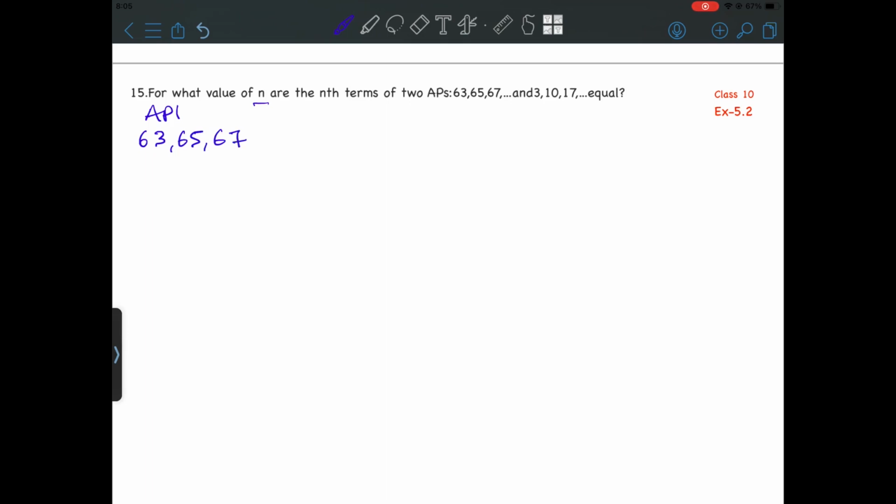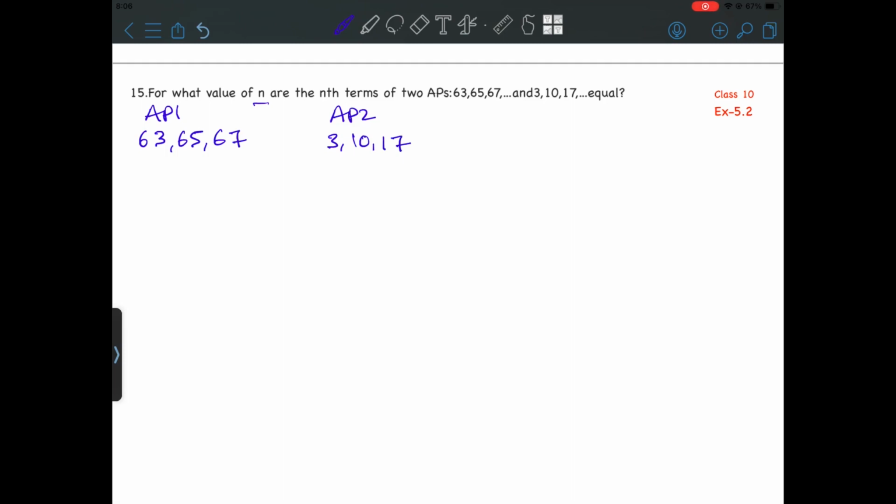Sorry. So next AP is given as AP2. The values for that AP are 3, comma 10, comma 17. So now we have to find out for which value of n the nth terms are equal, right?